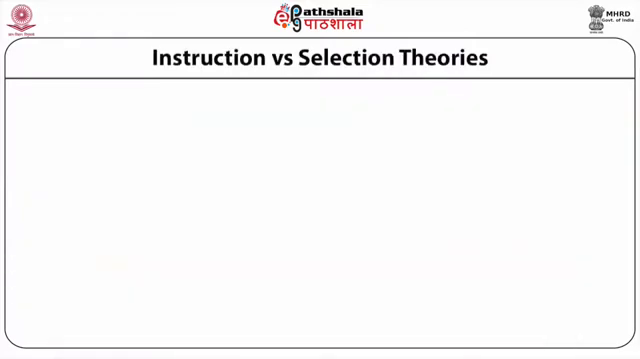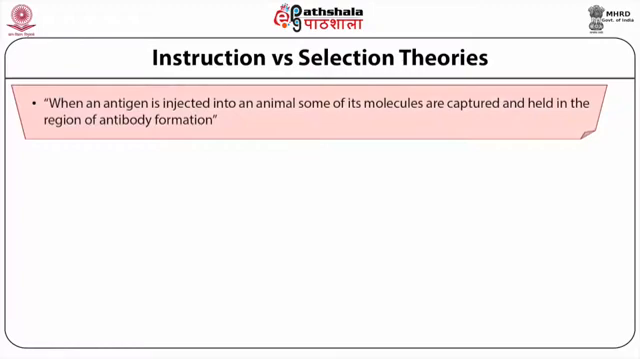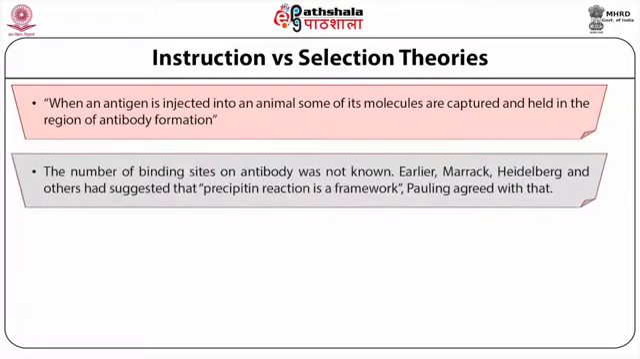What was known at that point? When an antigen is injected into an animal, some of its molecules are captured and held in the region of antibody formation. The number of binding sites on antibody was not known. Earlier, Marrack, Heidelberger and others had suggested that precipitin reaction is a framework. Pauling agreed with that. Haurowitz, Mudd and others suggested the idea of complementary structure for antibody and antigen. Ehrlich and Bordet implied it.